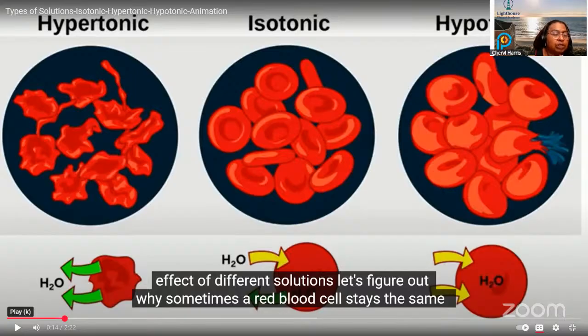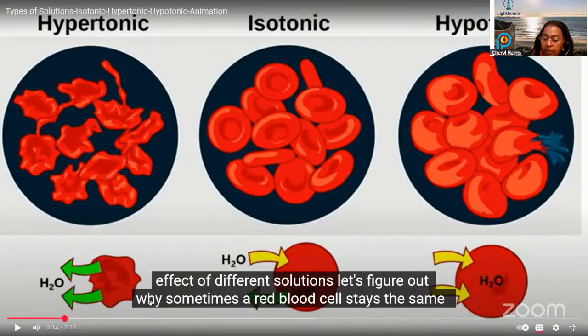So draw some wrinkled up in the first circle and label it hypertonic. Draw some nice round pretty ones in the middle, and that's isotonic. And then some that are big and fat and ready to burst for hypotonic.